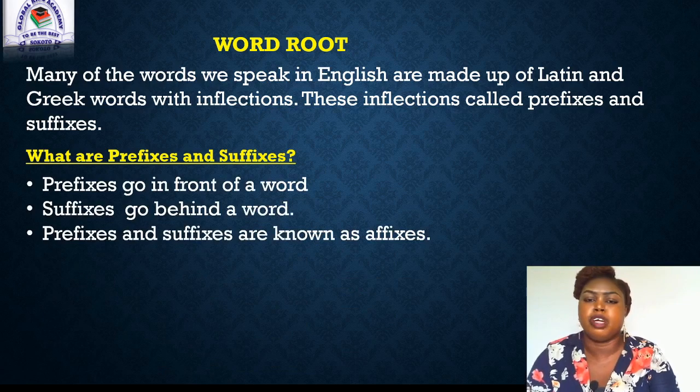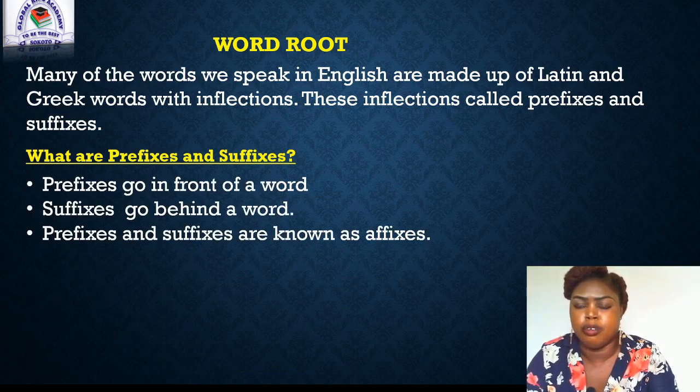Number one, prefixes go in front of a word. For example, they are a group of letters or a word that goes in front of another word. Number two, we have suffixes. Suffixes go behind a word. When they say behind, that is at the end of a word. So we add them at the end of another word.